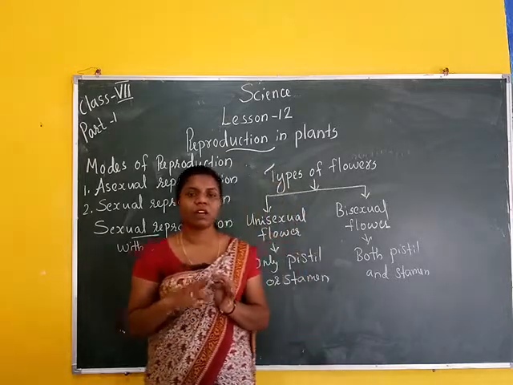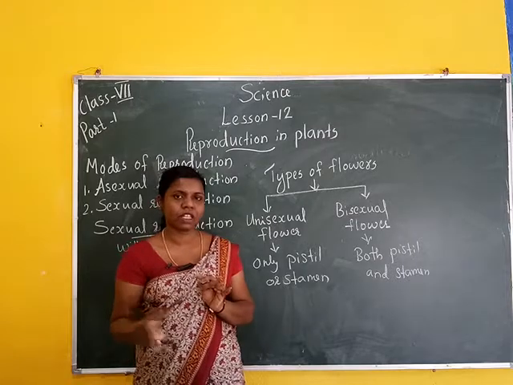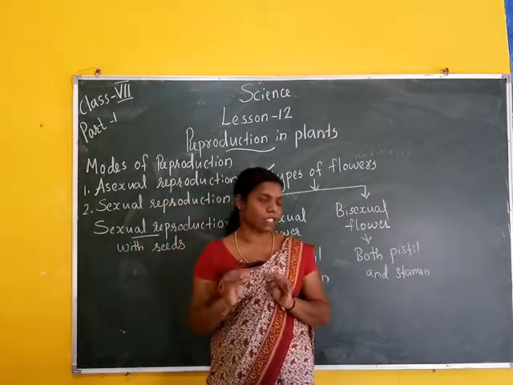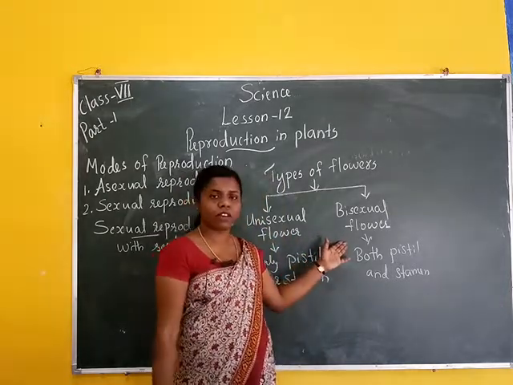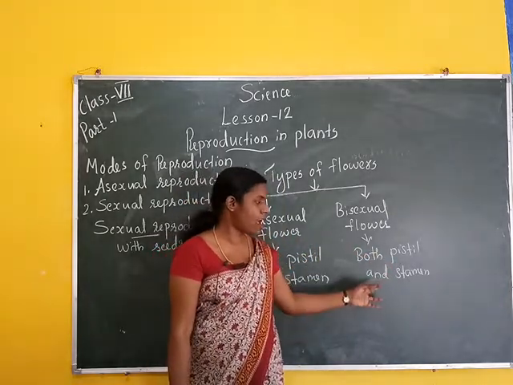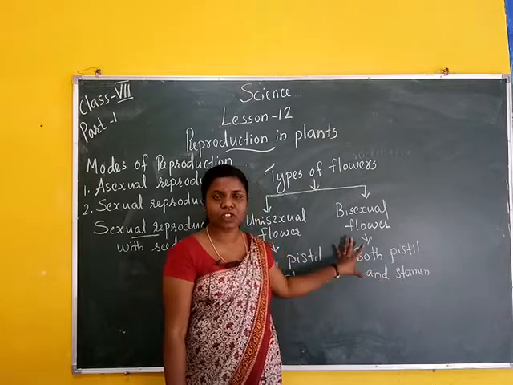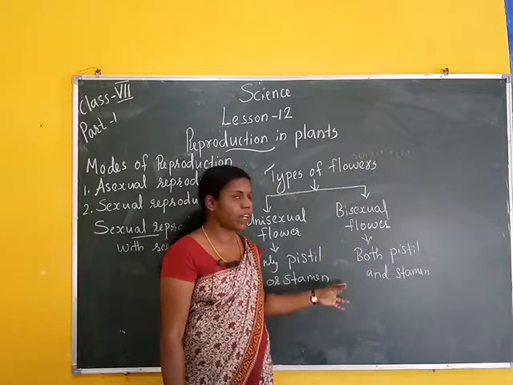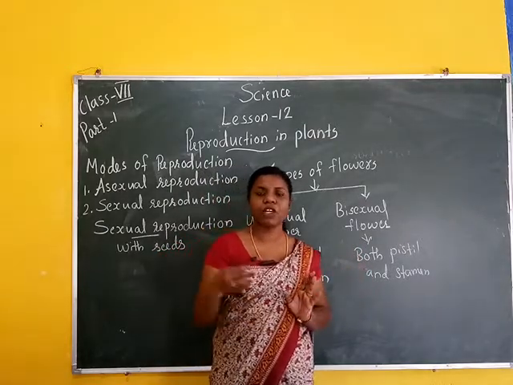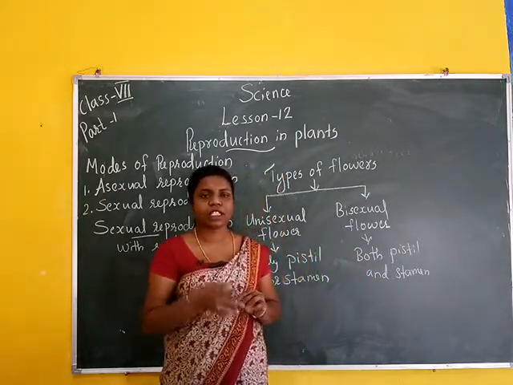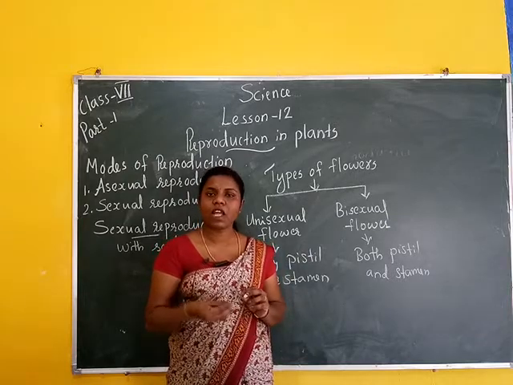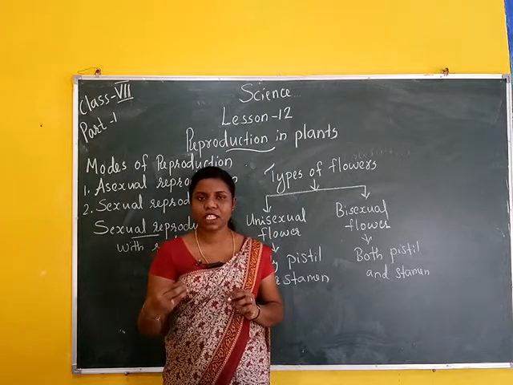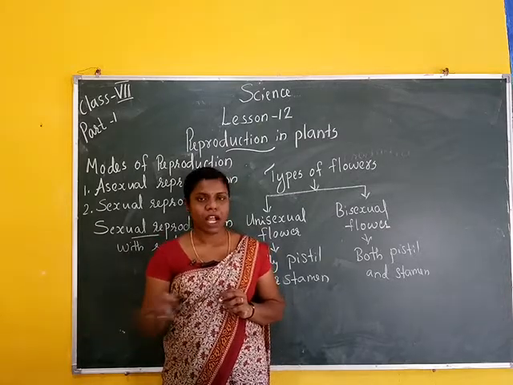In some flowers, female is present and male is absent. In other flowers, male is present and female is absent. Bisexual flower means both pistil and stamen are present, female and male. Next are self-pollination and cross-pollination. Self-pollination means pollen lands on the same flower. Cross-pollination means pollen lands from one flower on another.